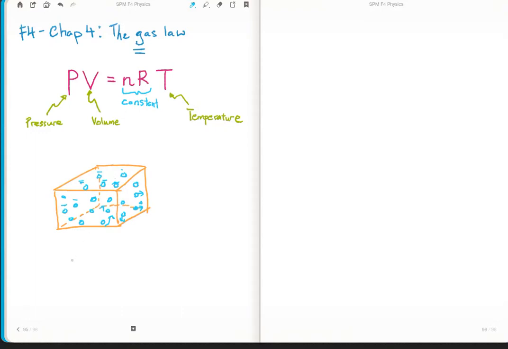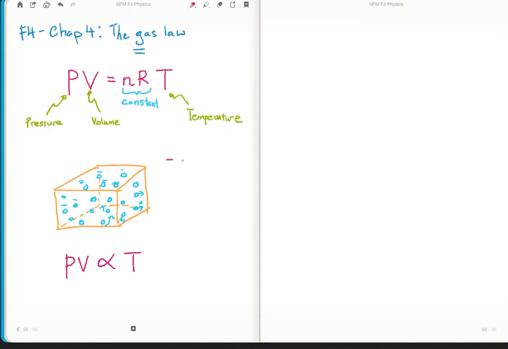So therefore, this equation will always be PV, equivalent, directly proportional to T. These are the three quantities that you need to learn, and you need to make use of it. Now, how is that so?